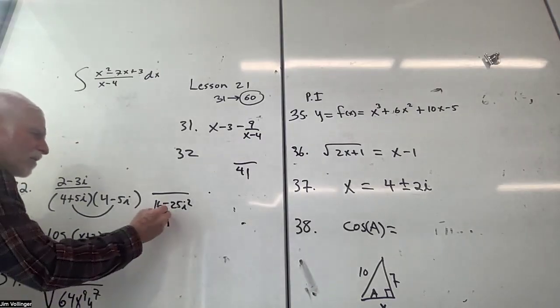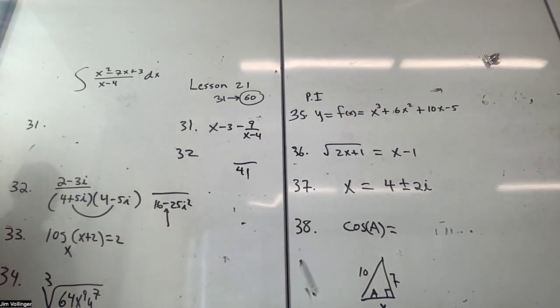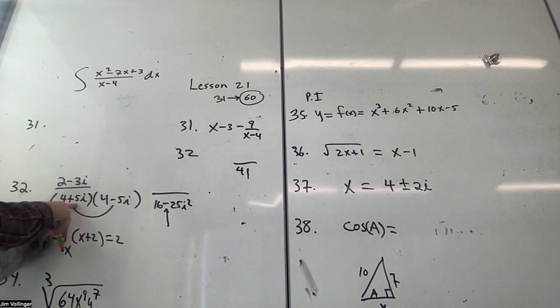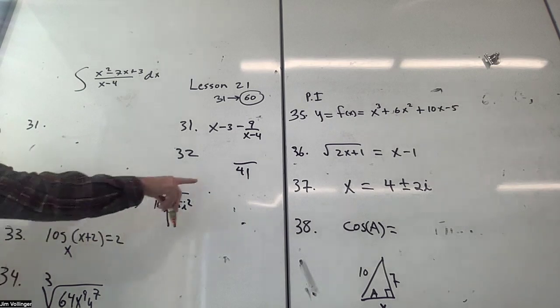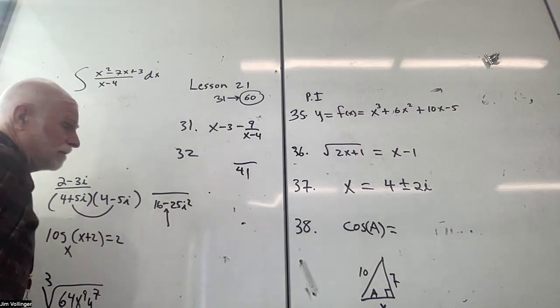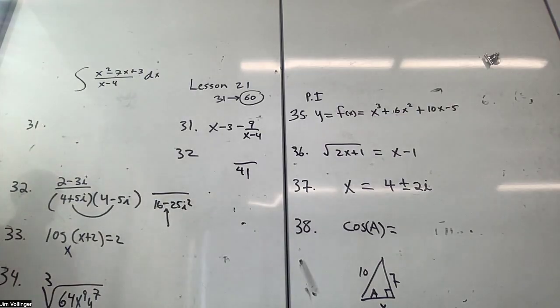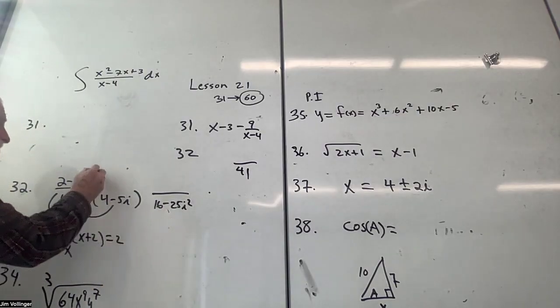And that's always going to be a positive, which means that I could go back here and simply square 4, square 5, add them up. And I'm going to get that in the denominator. Just a little shortcut. All right, numerator.